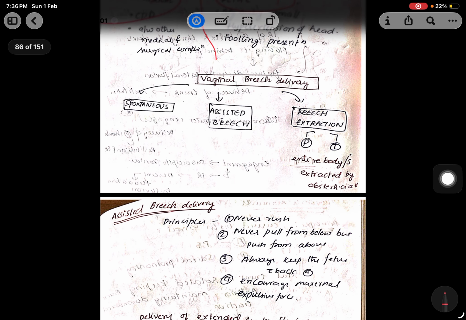And how do you do a vaginal breech delivery? Again, what is assisted breech? Again, you are using any instruments or something. What is breech extraction? When the entire body is extracted by the obstetrician itself, that is, the delivery is not happening, but you are pulling it. That's called breech extraction.